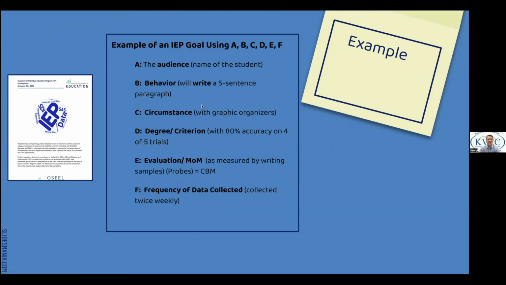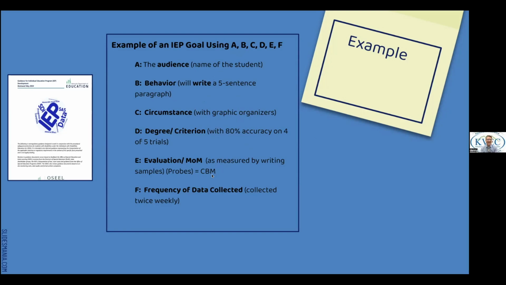So here's an example, and to kind of lay it out, you can insert anyone's name in here, but sometimes we start with the circumstance piece. So we would say, with the graphic organizer, John will write a 5-sentence paragraph with 80% accuracy on 4 out of 5 trials as measured by writing samples. But we would probably place probes in there, and I've got equal to curriculum-based measures. And we're going to look at some screenshots here in just a second around that.